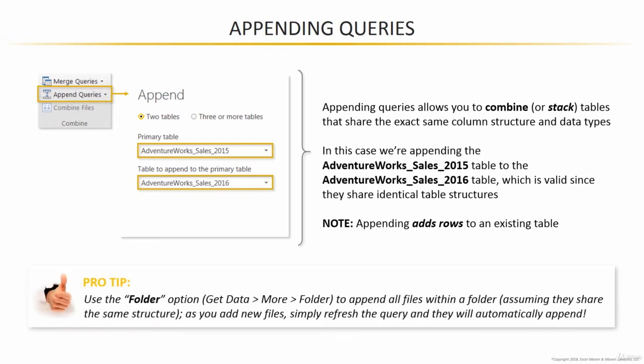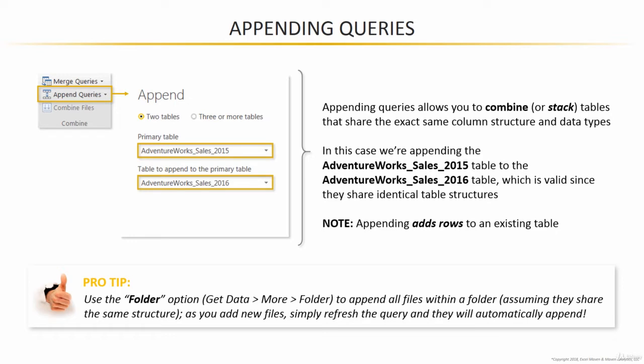Now, pro tip here that I want to share with you, which we'll actually dive into with the demo in the next lecture, is to use the folder option from the Get Data menu. And what that lets you do is actually point Power BI to a folder containing as many files as you choose, which allows you to append all of them at once, assuming they share that same structure. And the beauty of it is that over time, if you add new files or remove files, simply refreshing that query, that connection, will automatically append any new data that's shown up within that folder. So it's a really powerful option that we'll dive into in the next video.